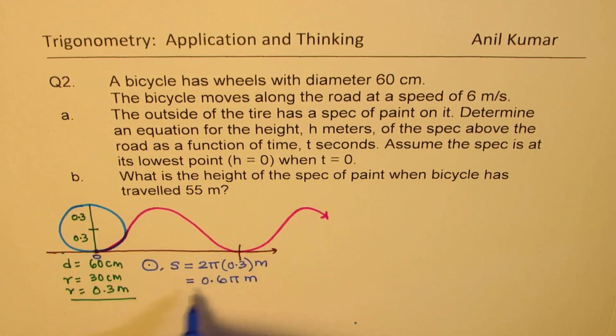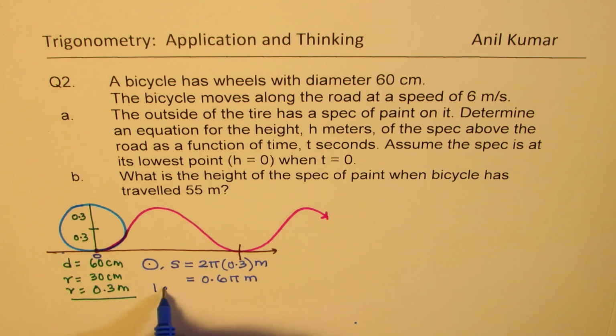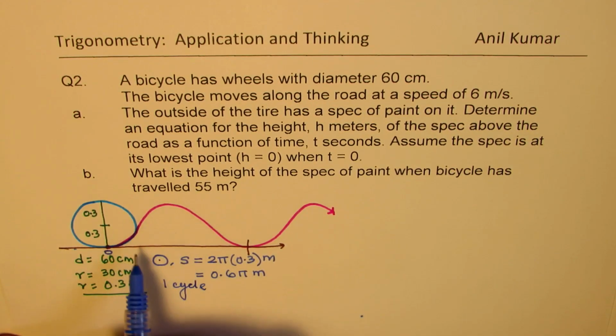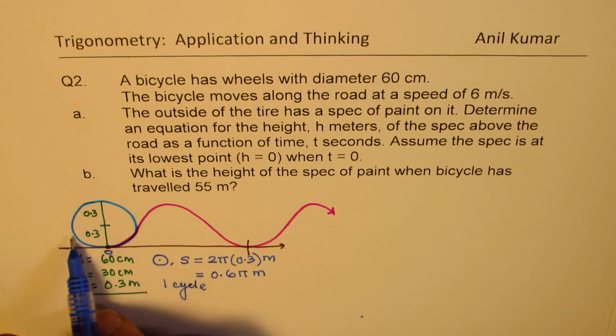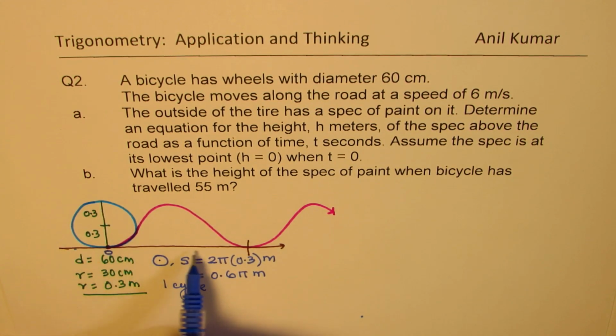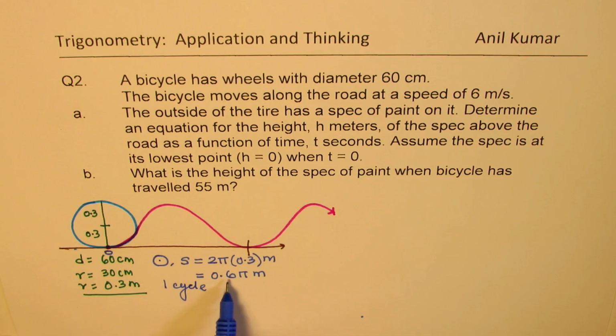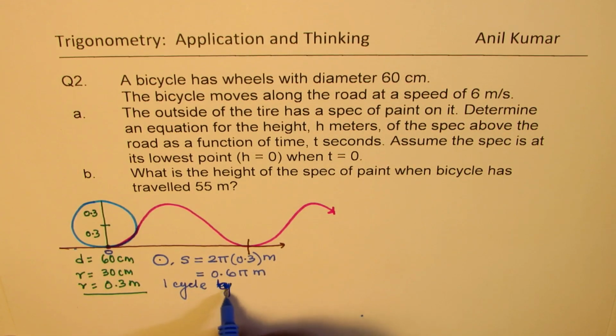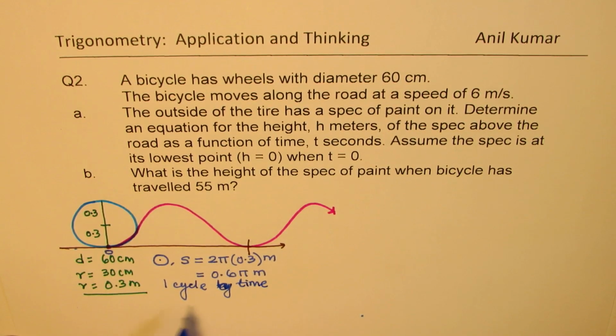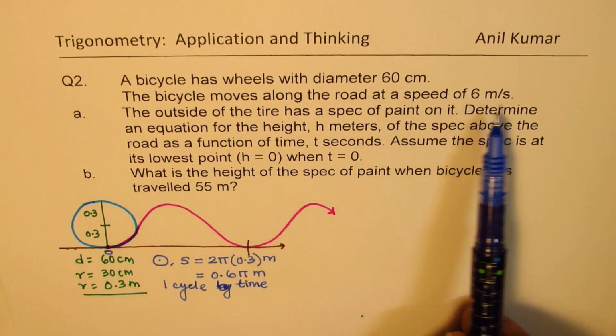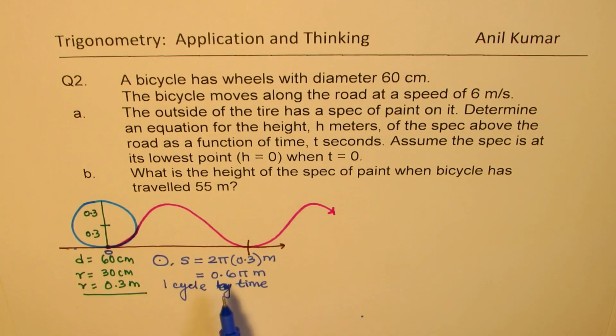Is that correct, right? So that is the distance for one cycle. This is one cycle. Basically it will take this point through one full circle, right? And horizontally on the road, the bicycle in this case will travel a distance of 0.6 pi meters. Clear? Now what we need to find is one cycle time. We have to find the time for one cycle, right? So how can we find that time? The speed is given to us as 6 meters per second. We need to find the time for 0.6 pi meters, correct?